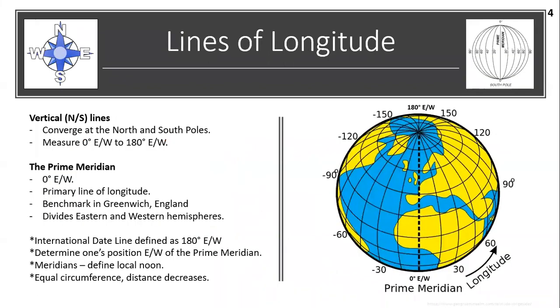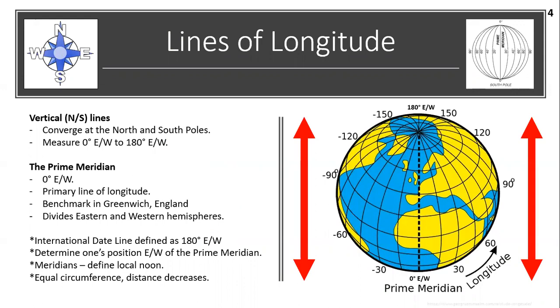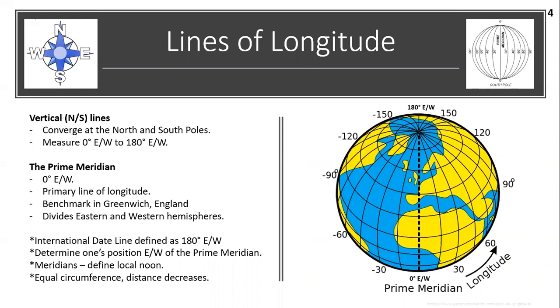Lines of longitude. Longitude lines are imaginary lines that run vertically or north-south. Unlike lines of latitude, longitude lines are not parallel and they converge at the north and south poles. They measure from 0 degrees east-west at the prime meridian to 180 degrees east-west.